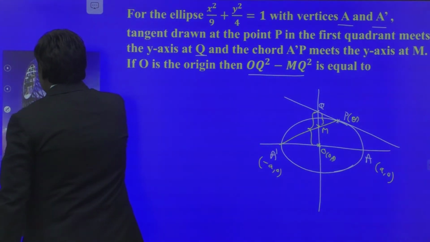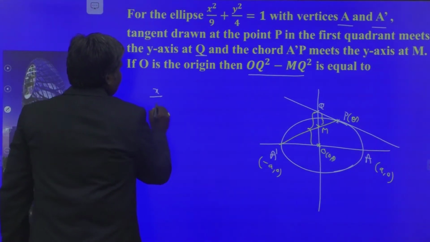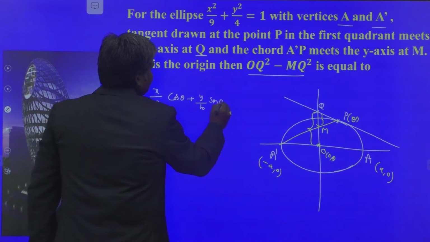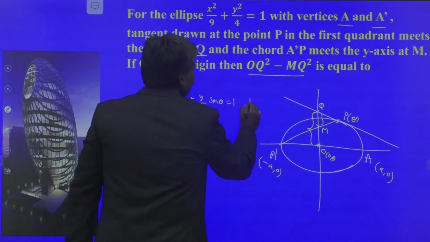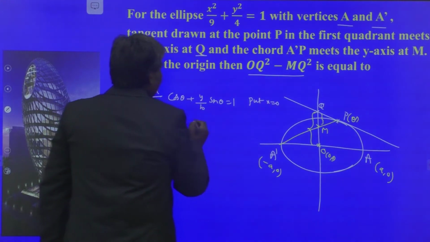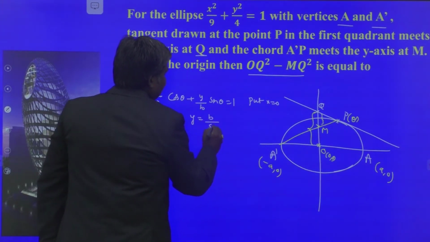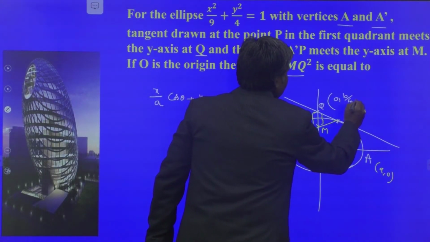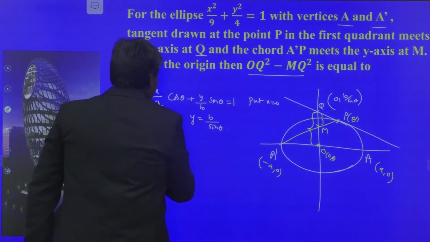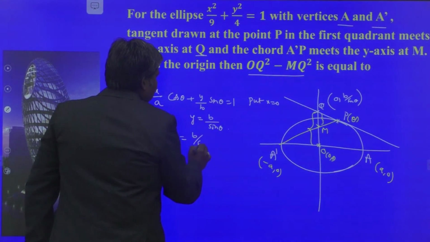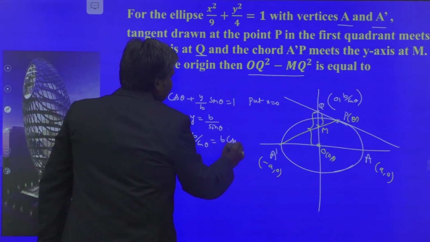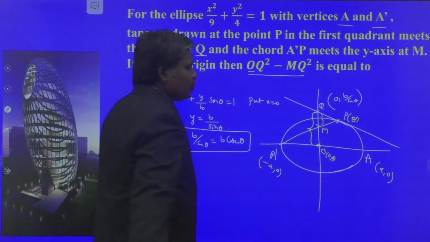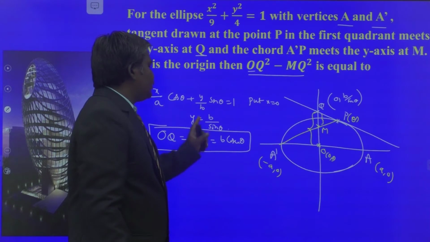What is the equation of tangent at theta? Equation of tangent at theta is x by a cos theta plus y by b sin theta is equals to 1. It meets y-axis, so put x equals to 0. We get y is equals to b by sin theta. We have the coordinates of Q are 0 comma b by sin theta. Therefore OQ is equals to b by sin theta, that is b cosecant theta. We obtain one of the distances. OQ is equals to b cosecant theta, and by squaring, OQ square is b square cosecant square theta.